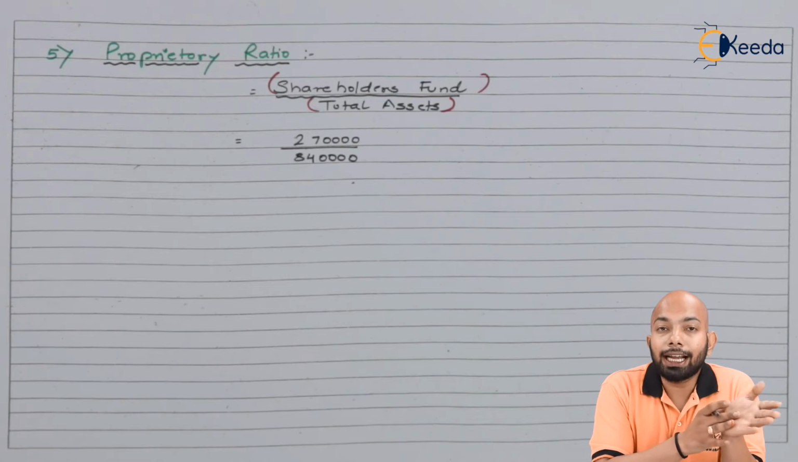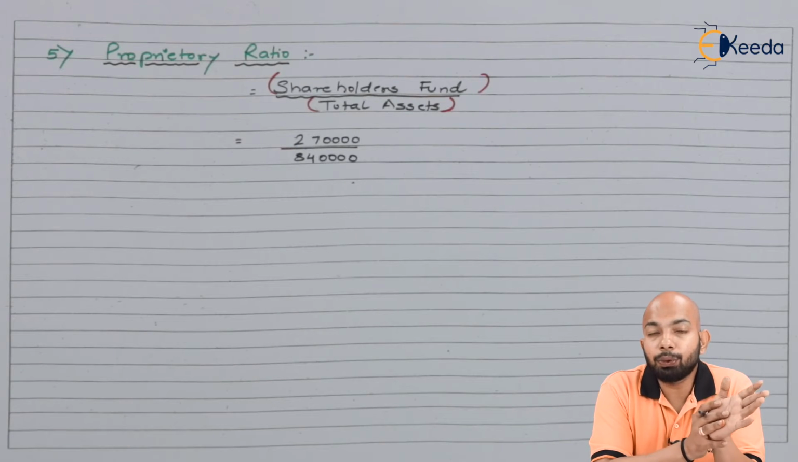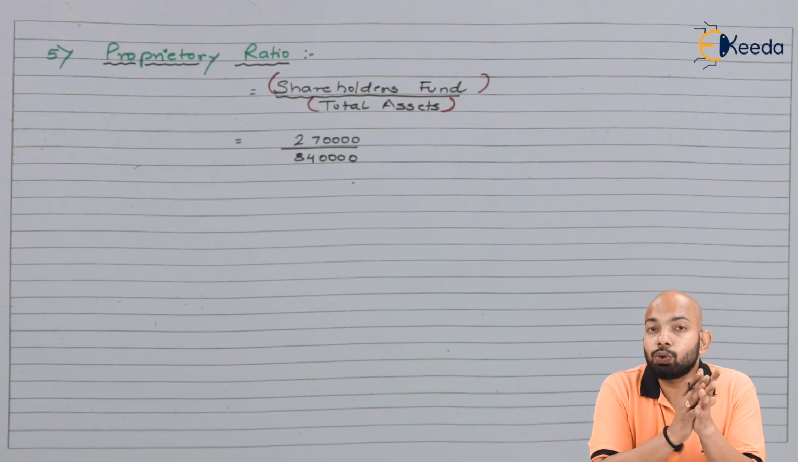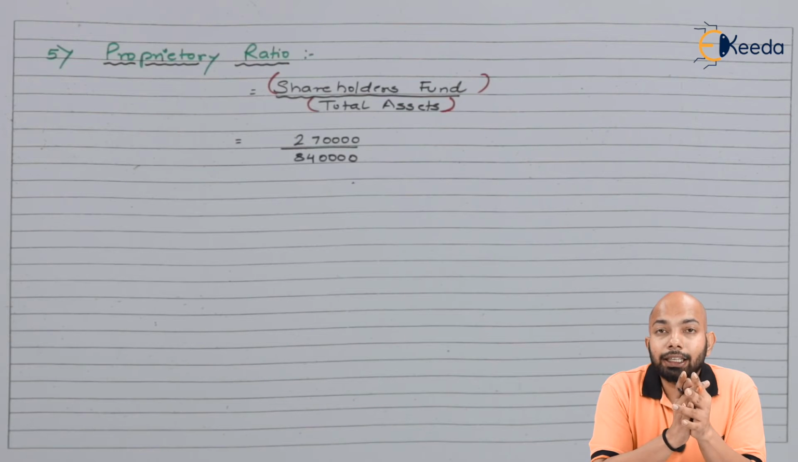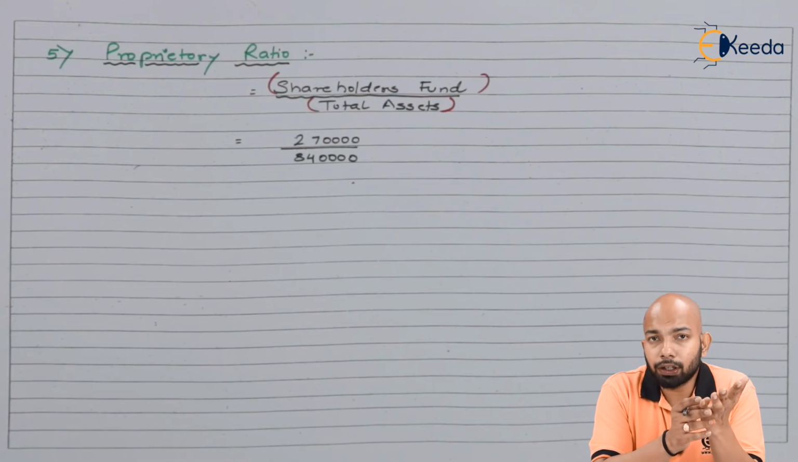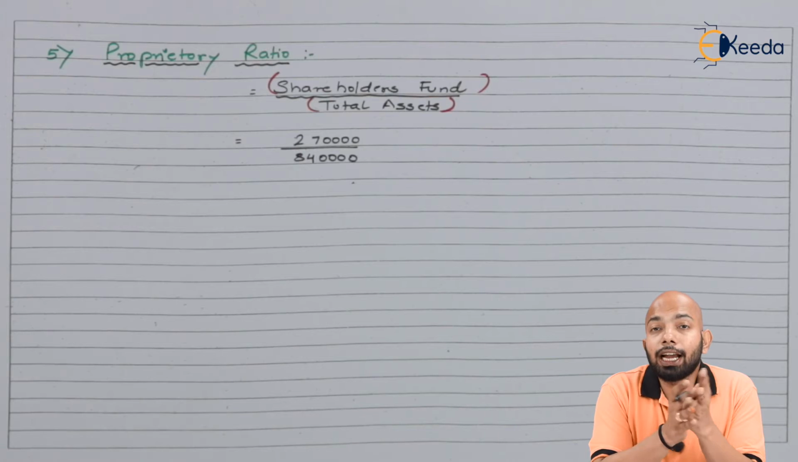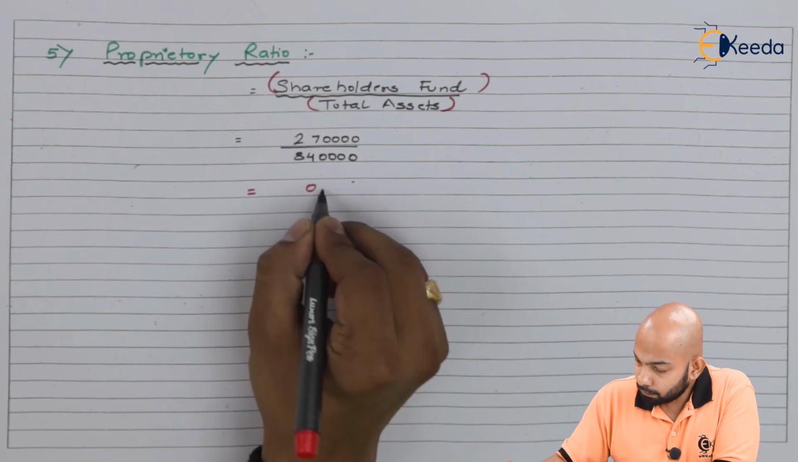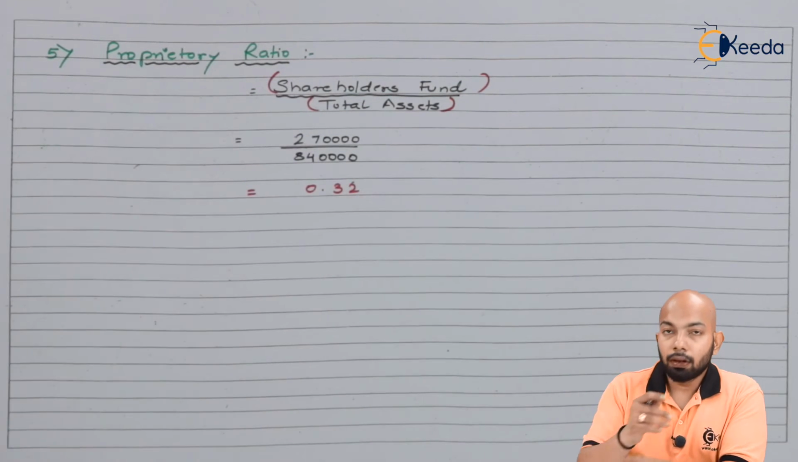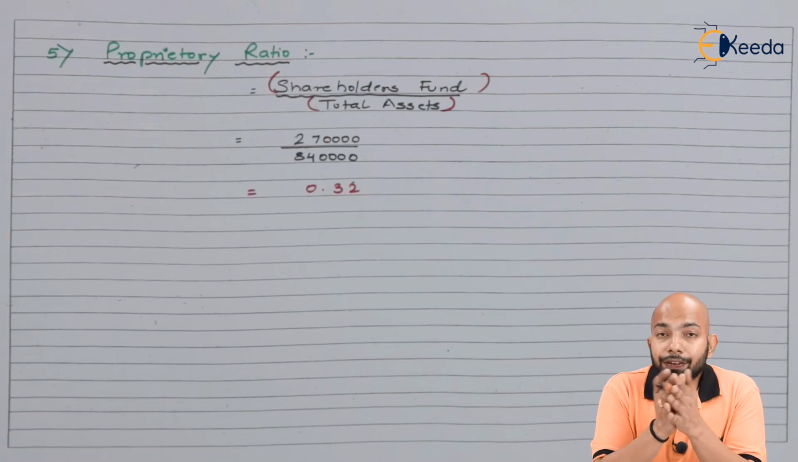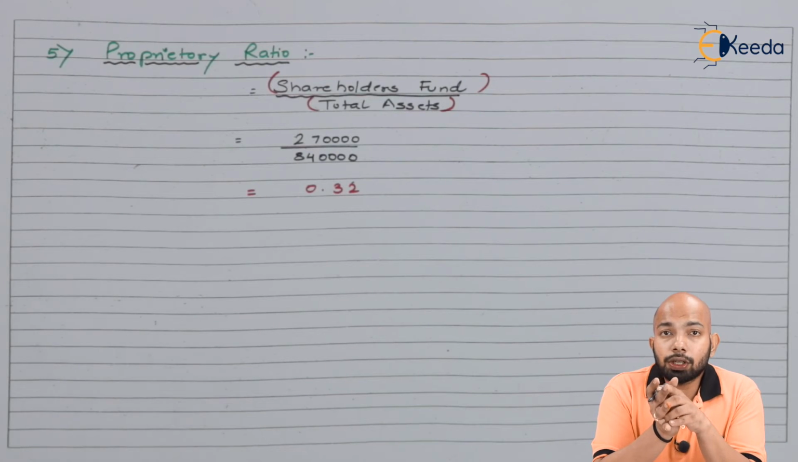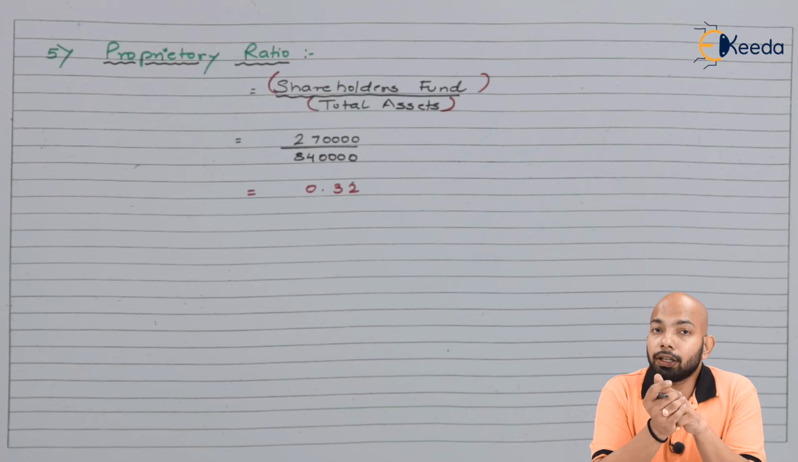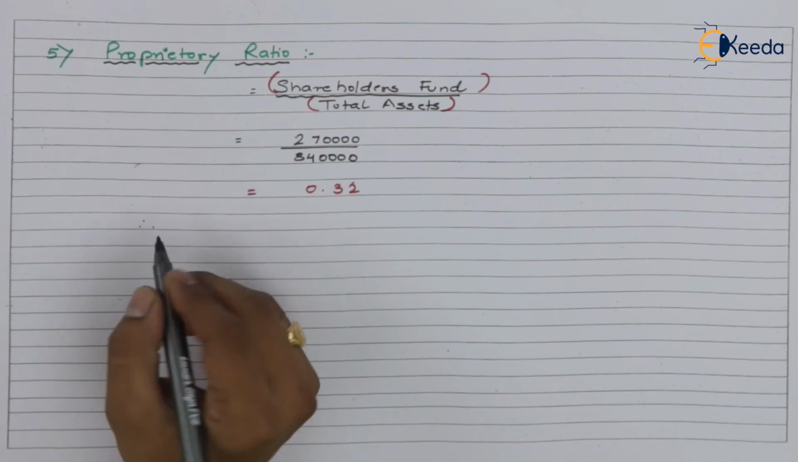Shareholders fund has already been calculated in the previous ratio, the debt to equity ratio, which amounts to 2,70,000. That includes the share capital, reserves, and profit and loss. That is shareholders fund. And total assets is the total value of all the assets that we have, amounting to 8,40,000. So if we calculate 2,70,000 divided by 8,40,000, you get a value of 0.32. That is the proprietary ratio for your reference.